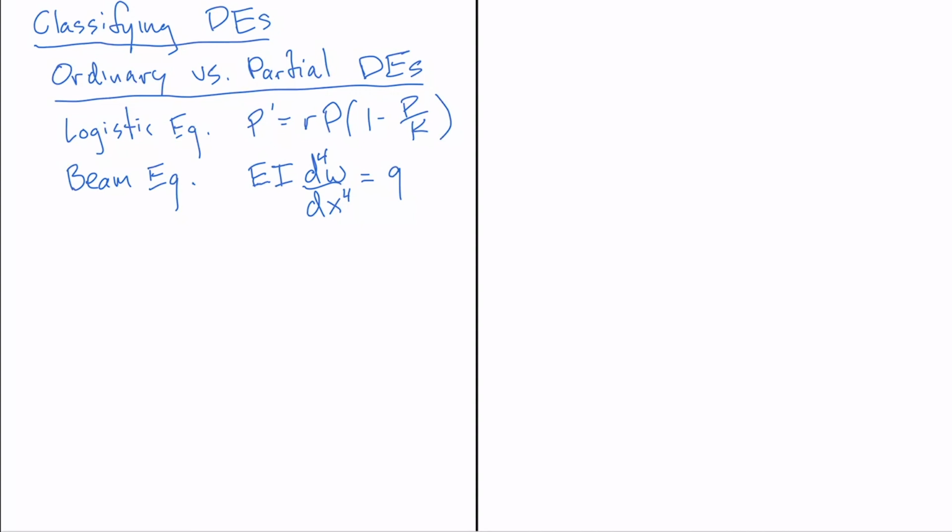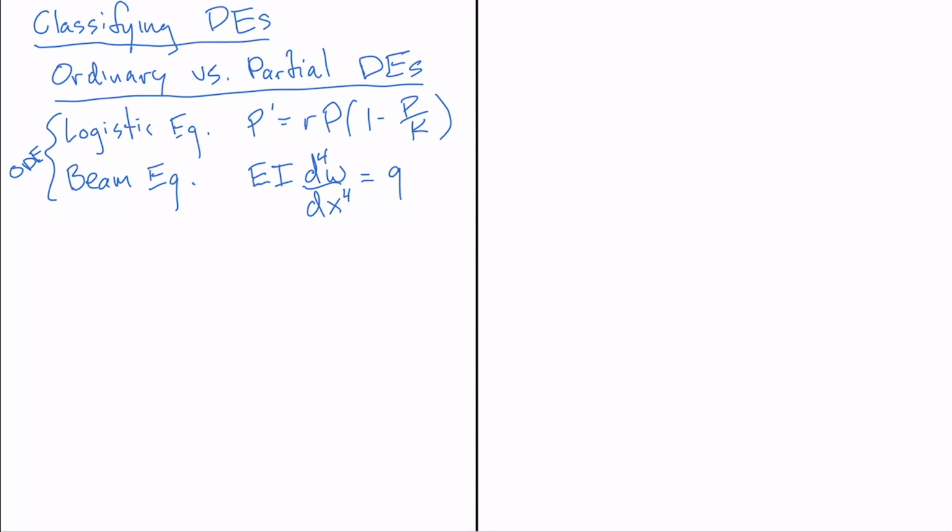And now you can see here we also have derivatives only with respect to one variable, the x variable. The beam equation that I've got here is a static beam equation. In other words, it doesn't describe the dynamic motion of a beam. If we did have the dynamic motion of the beam, we'd have a time and a space derivative in the equation, but we don't in this case. So both of these are ordinary ODEs.